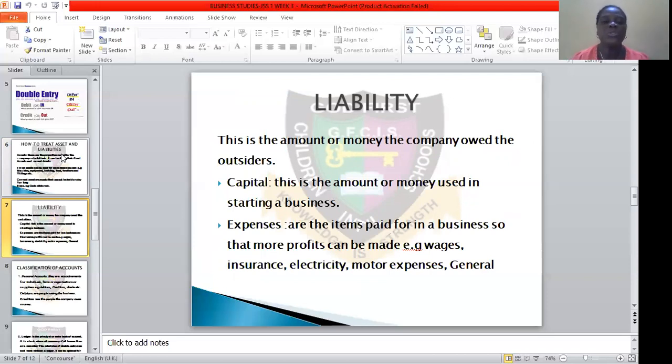Another one that we're going to look at is capital. Capital is the amount of money you use in starting your business. When you want to start a business, the first money that you spend on the business is called capital. Expenses is the next one that we are going to look at.